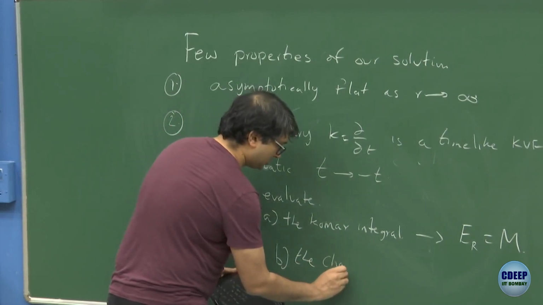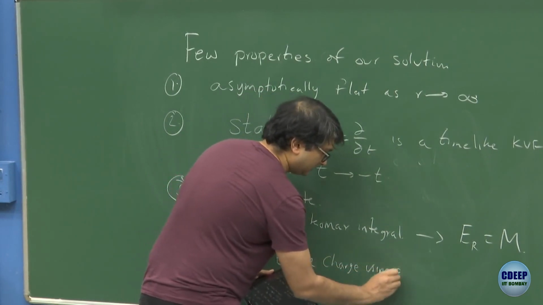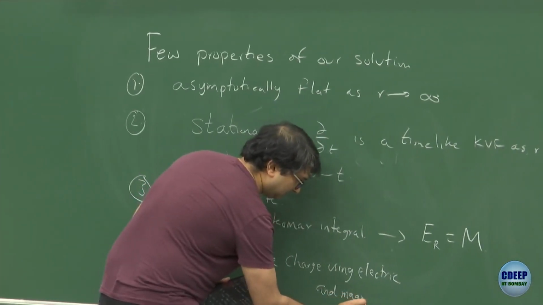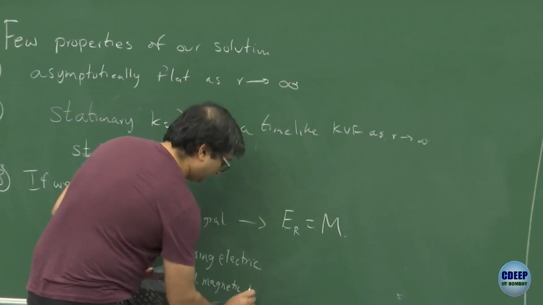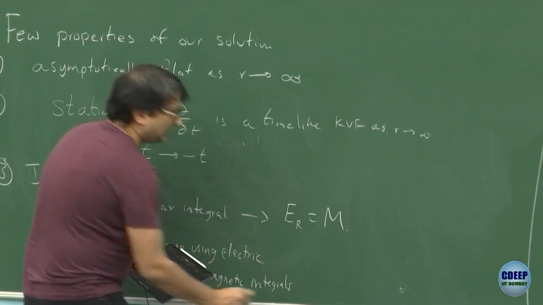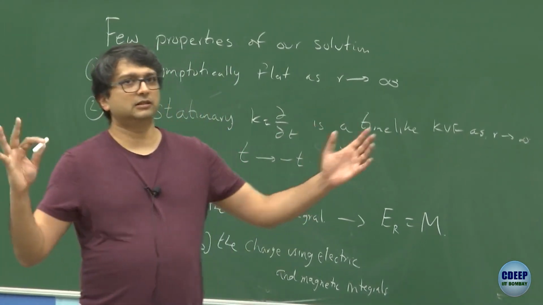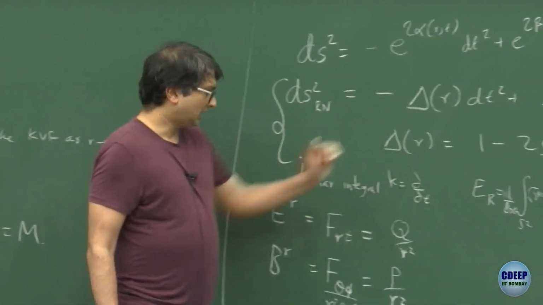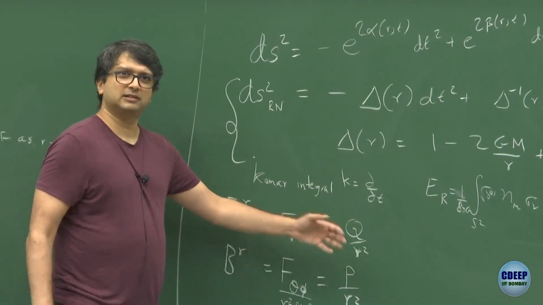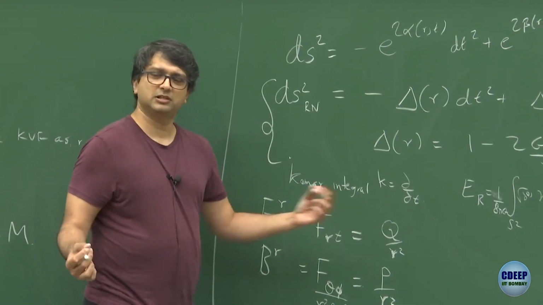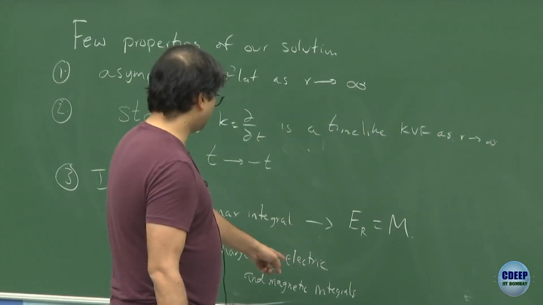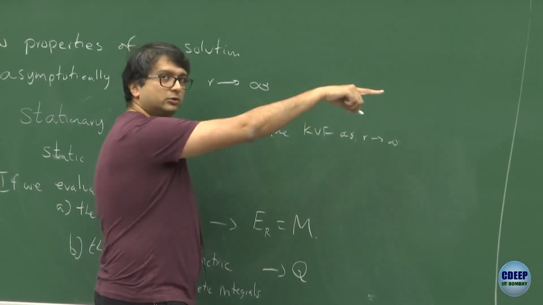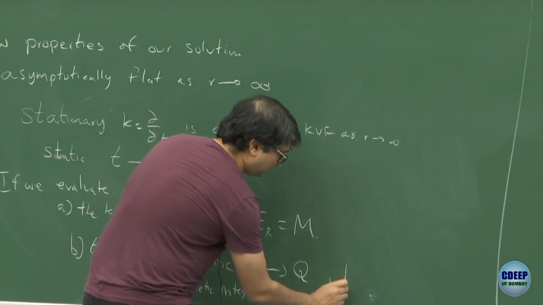We can evaluate the charge using electric and magnetic integrals. If you recall, we only have to use the fields at infinity to define the electric charge and the magnetic charge. At infinity, the metric looks Minkowski, and the electric and magnetic fields look exactly like you would expect for a static electric charge or magnetic charge present in your system. So if you calculate the charge using electric and magnetic integrals, you will get the electric charge to be exactly that Q over there, and P will be the magnetic charge.